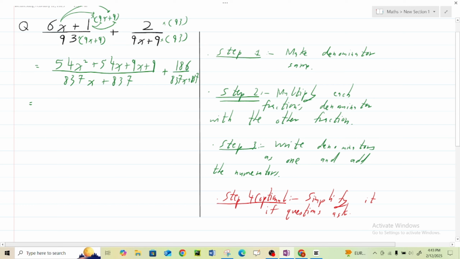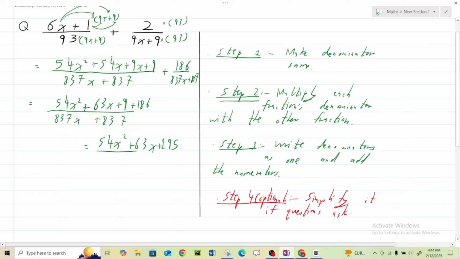Next step is to write denominators as 1 and add the numerators. First, let's write our denominator, 837x plus 837. Now add the numerators: 54x squared plus 54x plus 9x, that gives you 63x, plus 9 plus 186, which is 195. Simplify if the question asks.